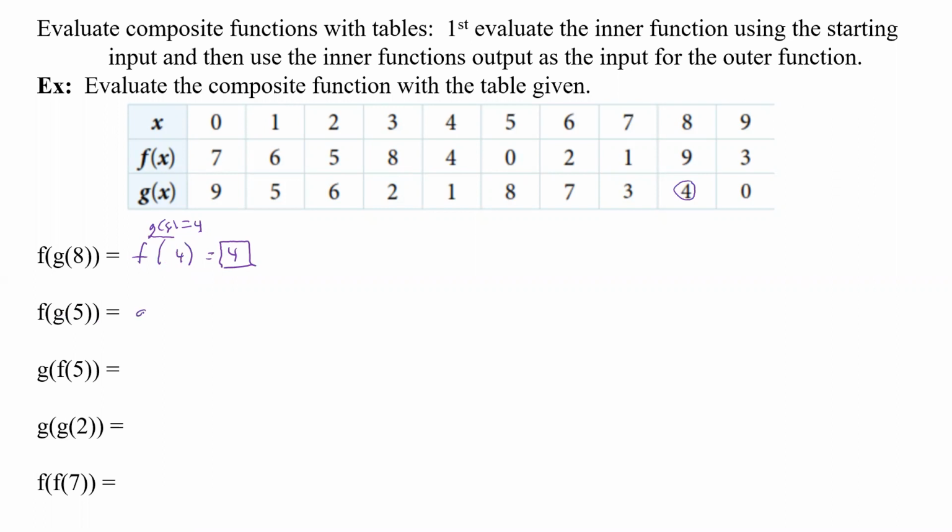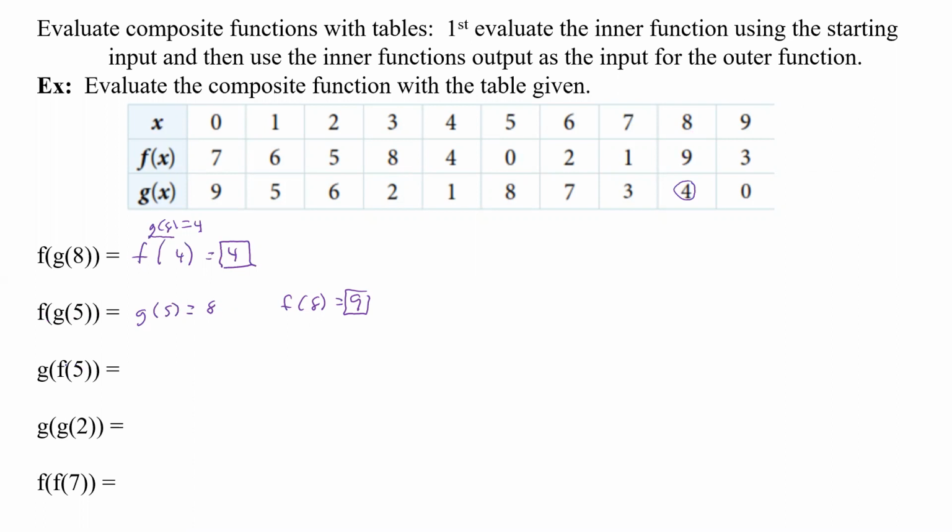So this one, let's write it out this way. Let's find out what g of 5 is first. Well, 5 is x, and g of that is going to give us 8. So now we need to take that 8 and plug it into f, and so we need f of 8. Well, now x is equal to 8, and we need to find f of that, which is 9. And then that would be our answer for f of g of 5.